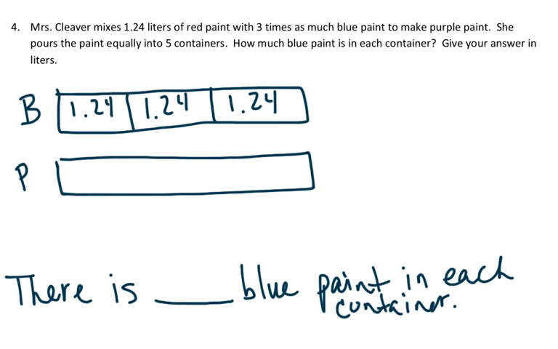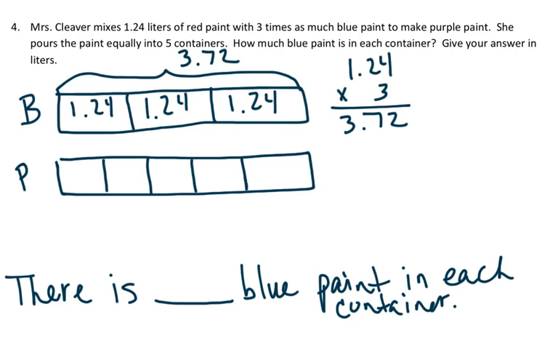So I'm going to do the purple here, and now I'm going to try my best to divide this evenly into 5 different sections. And please imagine that these two tapes are the same length. So the blue paint, the total is. So the student can either add or they can multiply the 1.24 by 3. So 1 and 24 hundredths times 3 is going to give them a total of 3 and 72 hundredths. Since it's poured into 5 containers equally, we're just going to take our 3 and 72 hundredths divided by 5.